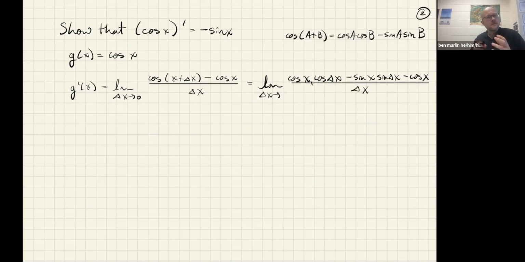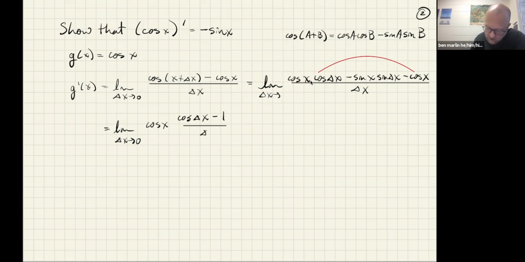Okay, so then the next sort of hinty bit here is that we're doing the same thing as we did on the previous problem. We've got that cosine x that we're going to get factored out. So limit delta x going to 0, cosine of x, and then we have cosine delta x minus 1 divided by delta x, and then minus sine x times sine delta x over delta x.